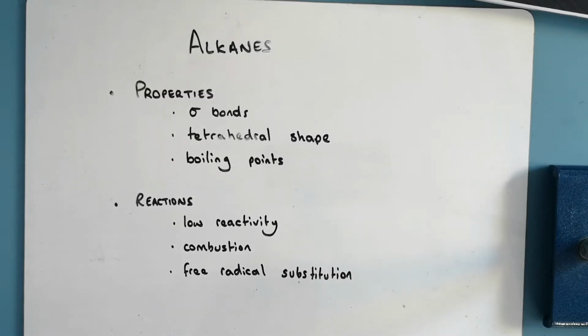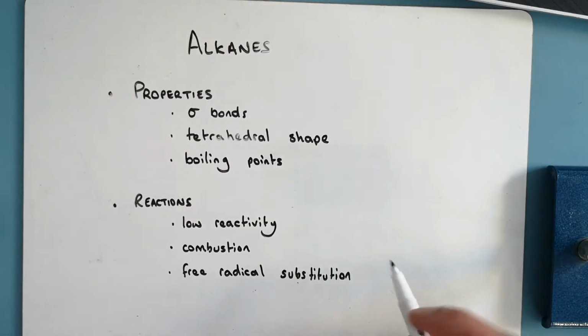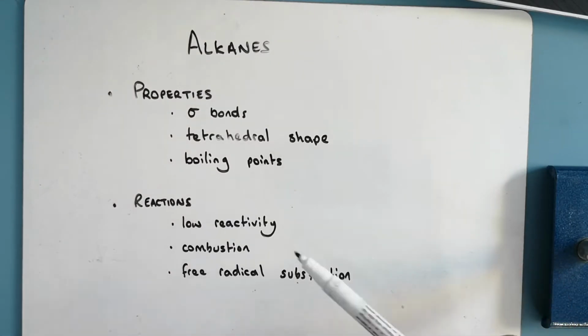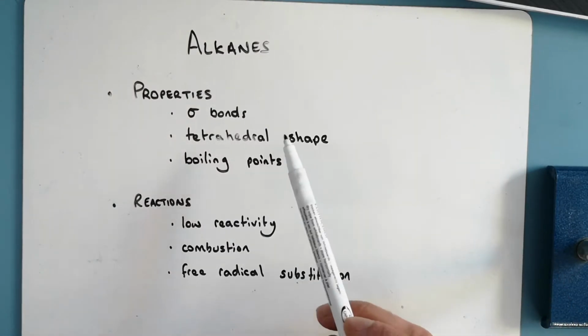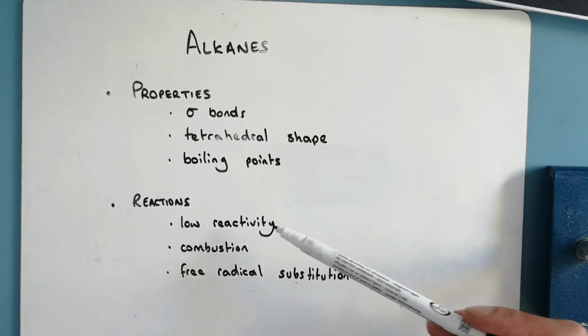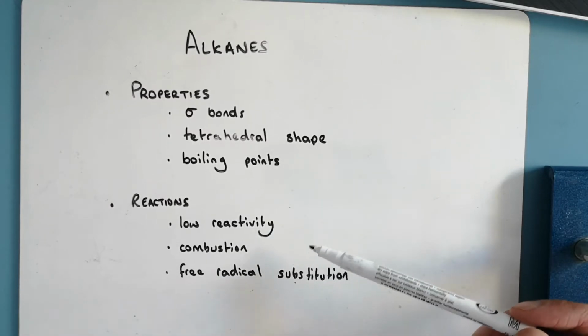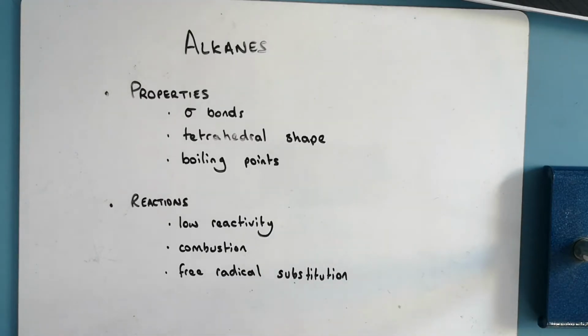Hi, this video is going to cover the Alkane section of Module 4. We're going to look at the properties of alkanes, their shape, the fact they've got sigma bonds, the boiling points. We're going to look at the reactions and why they're not actually that reactive. And the two reactions we're going to concentrate on are going to be combustion and free radical substitution.